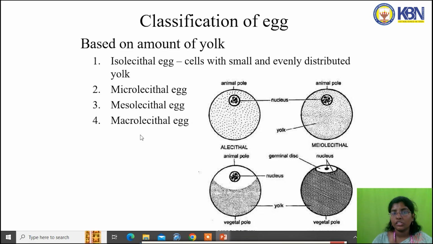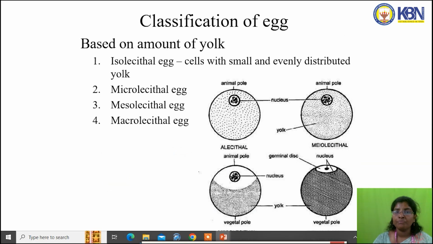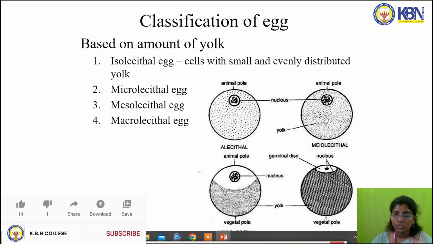Next, the classification of egg. Based on the amount of yolk, we observe how the yolk is distributed. It is divided into isolecithal, telolecithal, centrolecithal, and discoidal, which means the yolk is distributed evenly, at the side, in the center, and in a disc. Based on how much yolk is present, it is divided into 3 types: microlecithal, mesolecithal, and macrolecithal. These are the types of eggs based on the amount of yolk.